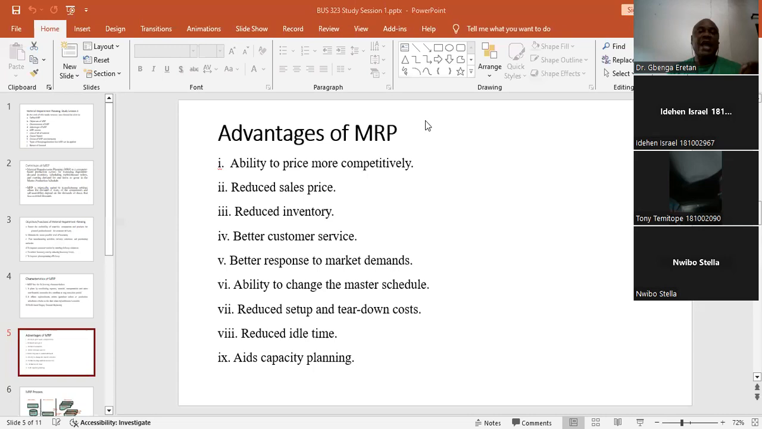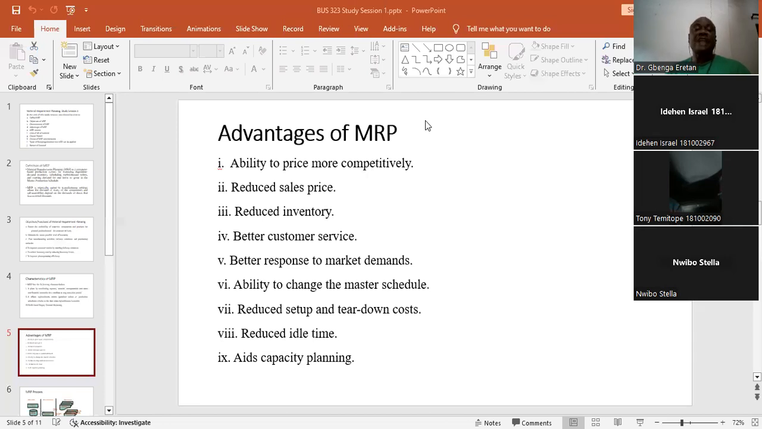Now, number one, ability to price more competitively, because the price at which you bought the product will have been computed in the system, and the price you are going to sell the product will also be considered in order for you to make a better price strategy.